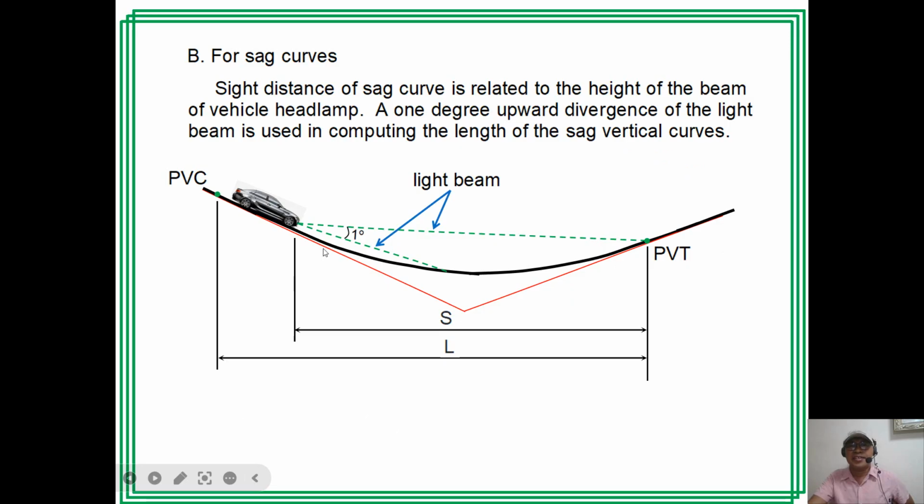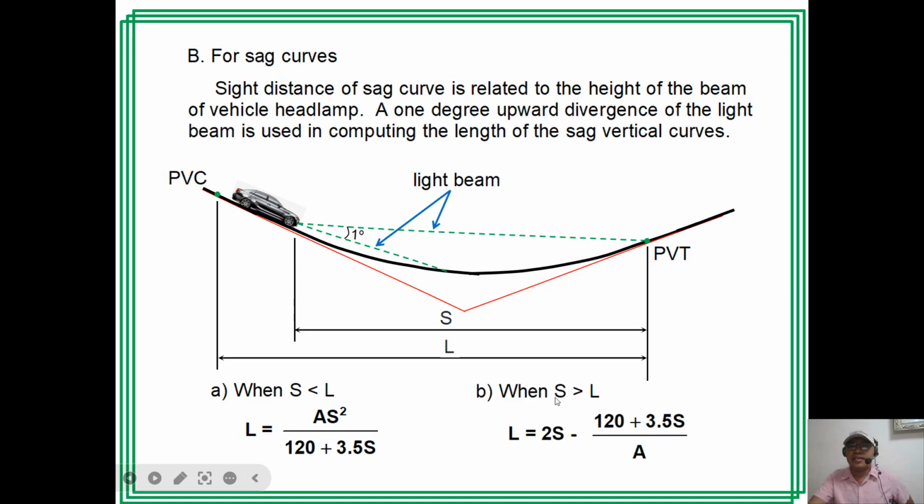So we have two cases here. When S is less than L, L is equal to A squared over 120 plus 3.5S. And then when S is greater than L, let us change the figure. That is when S is greater than L, L is equal to 2S minus (120 plus 3.5S) over A.